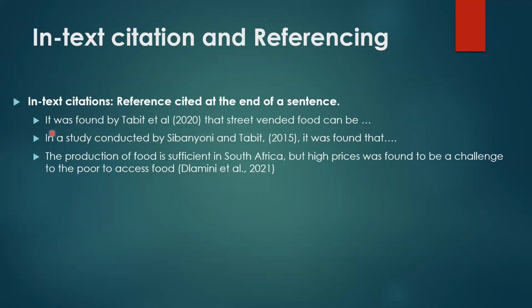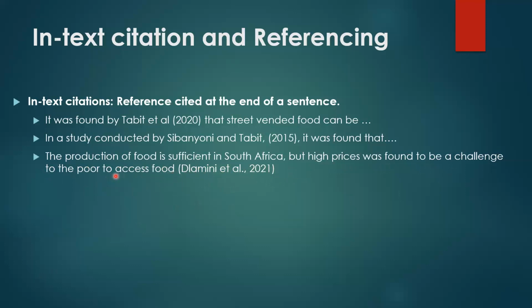So what a good example would be, it was found by Tabit et al. that street food, so this is a citation inside the sentence. This one is another citation inside the sentence, another way to put it, okay? And then there's a citation at the end of the sentence. So the production of food is sufficient in South Africa, but high prices was found to be a challenge to the poor to access food. You see, in-text citation at the end of the sentence.